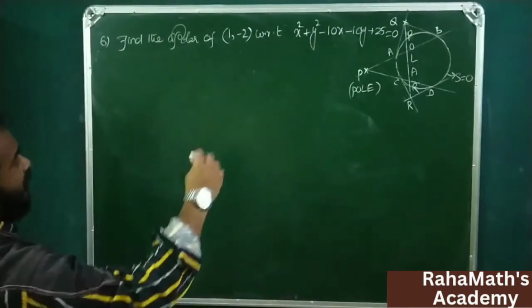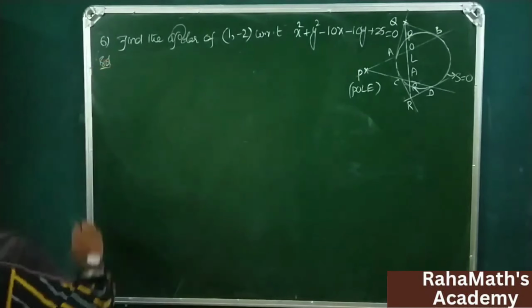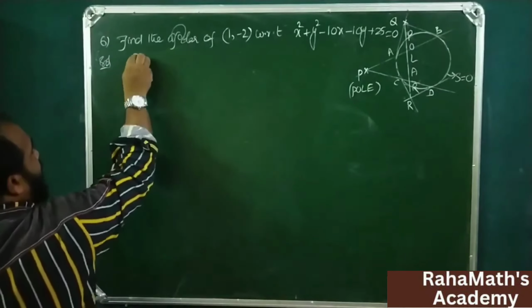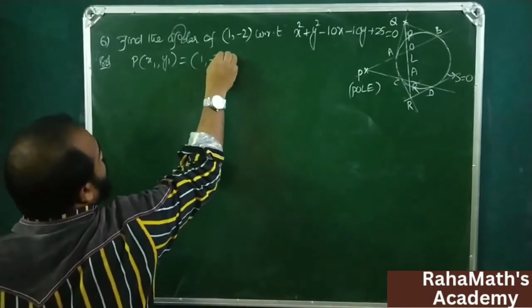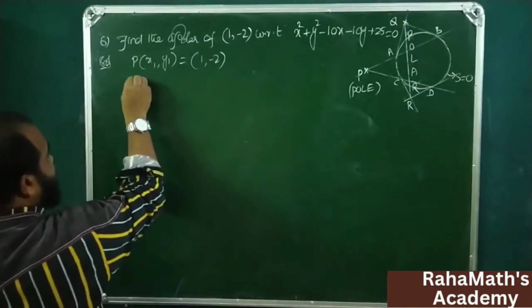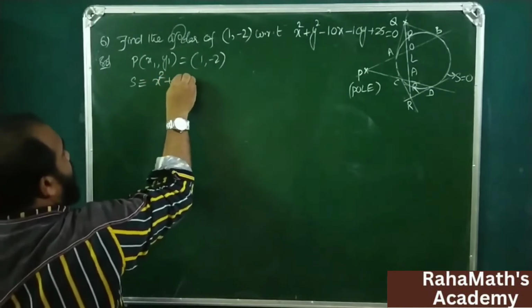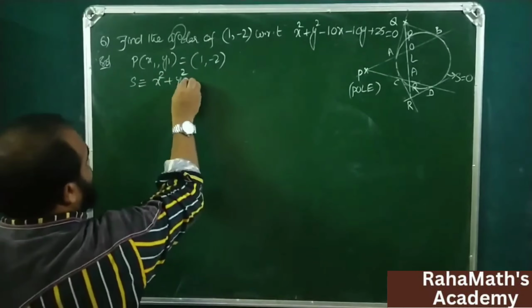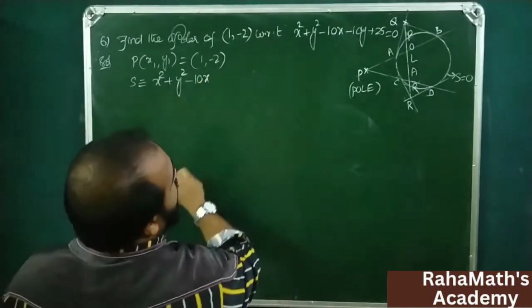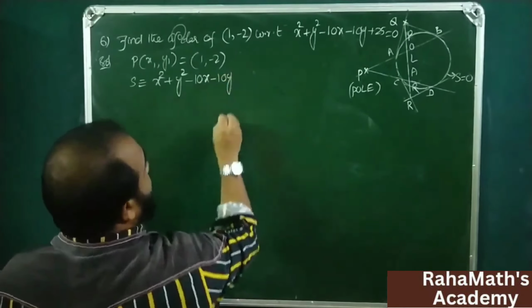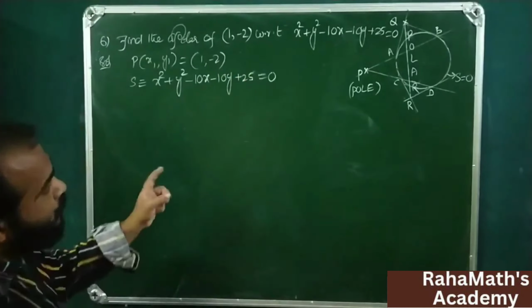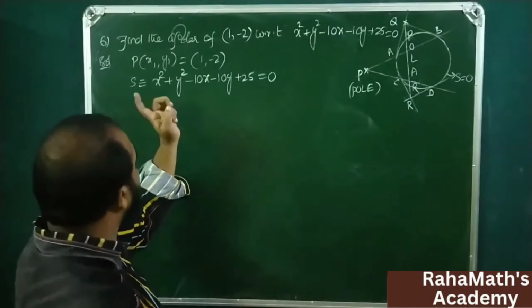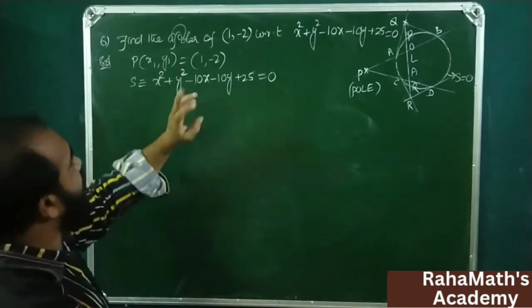This time the general equation is given. So the equation of the polar of P, x1 y1 equals 1 comma minus 2. So S is x square plus y square minus 10x minus 10y plus 25 equals 0. So we should be very familiar with writing S1 equals to 0.